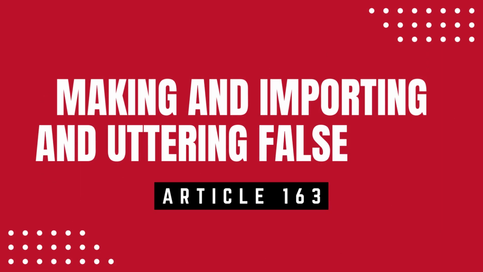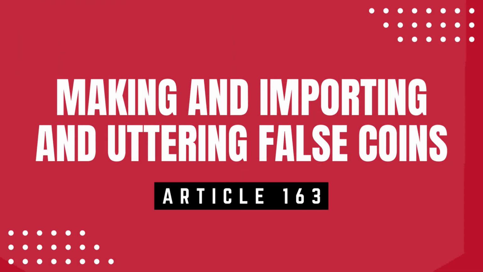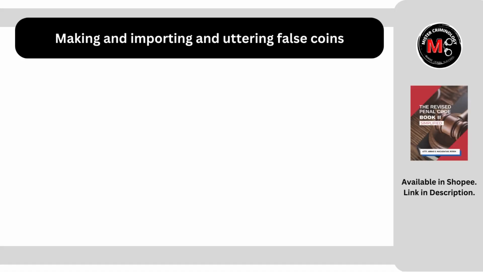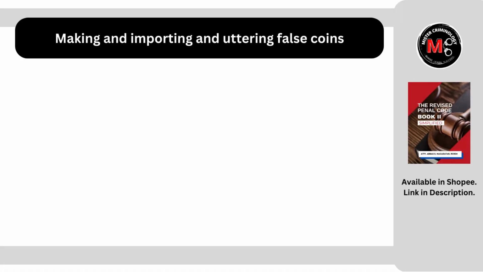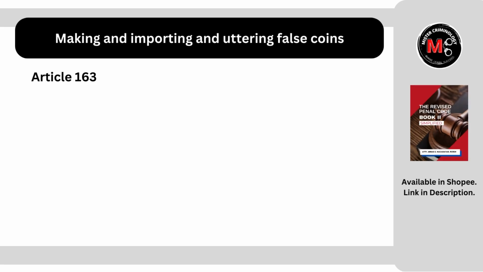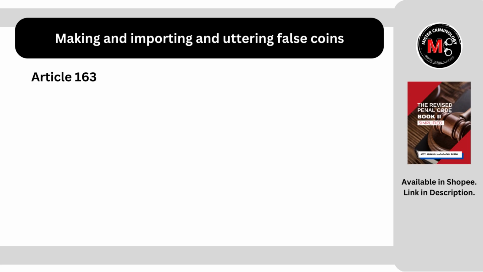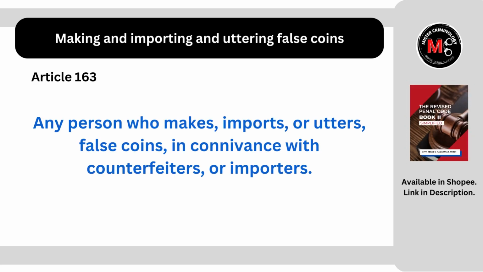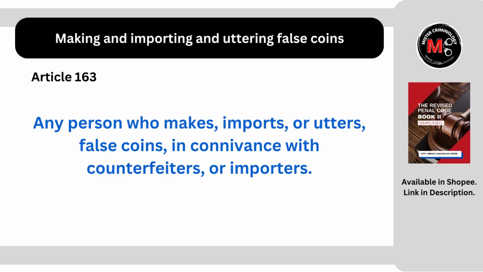In this video, we will be discussing Article 163, or Making and Importing and Uttering False Coins. Under Article 163, the crime of making and importing and uttering false coins is committed by any person who makes, imports, or utters false coins in connivance with counterfeiters or importers.